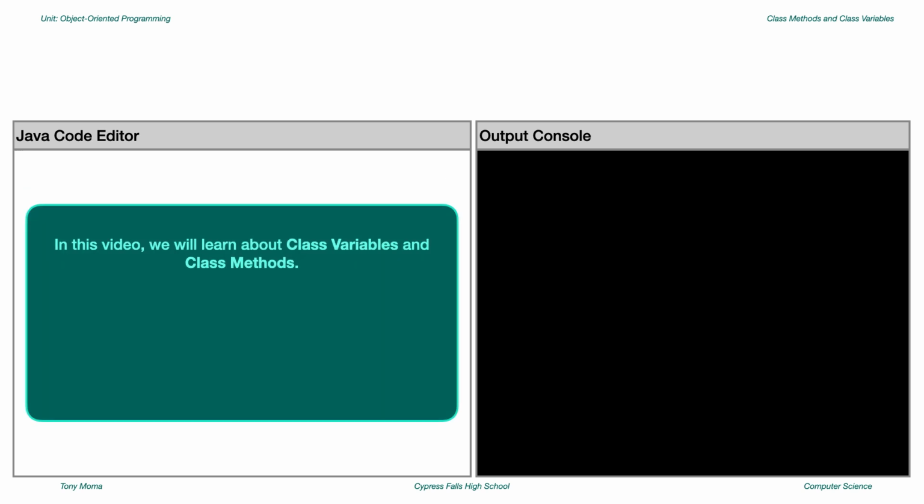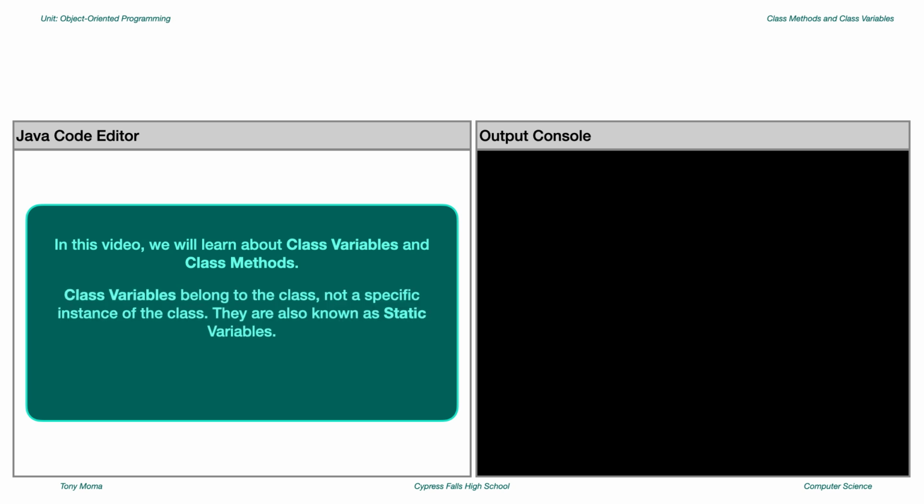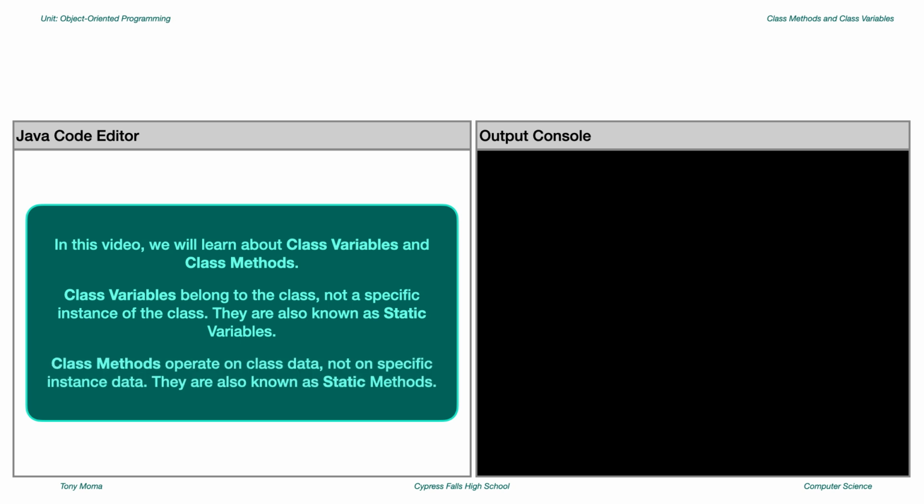In this video, we will learn about class variables and class methods. Class variables belong to the class, not a specific instance of the class. They are also known as static variables. Class methods operate on class data, not on specific instance data. They are also known as static methods.